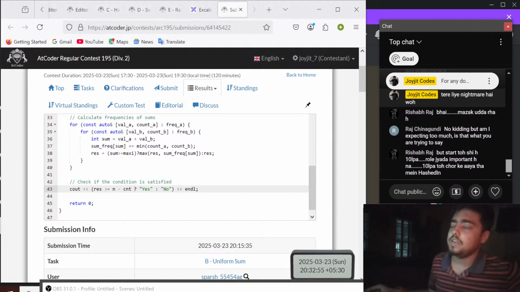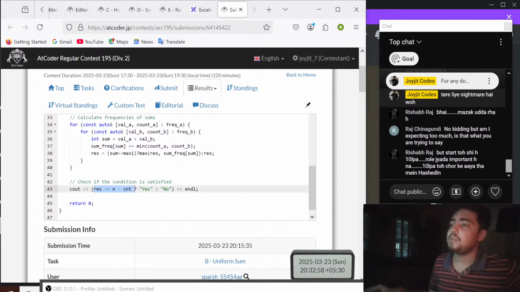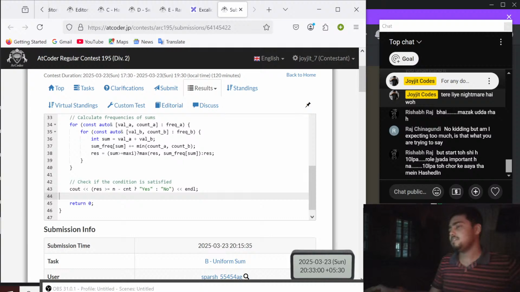Check if the condition is satisfied. So result is greater than equal to n minus count. Yes, otherwise no. Okay.